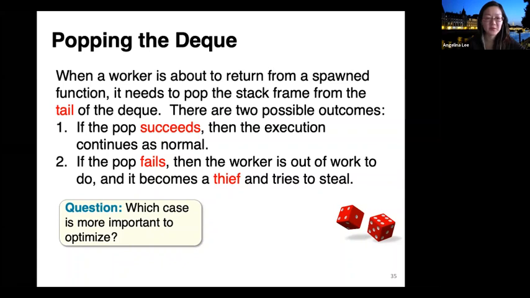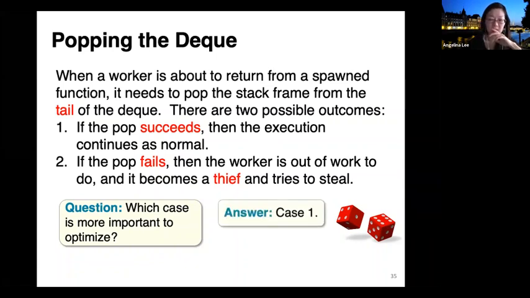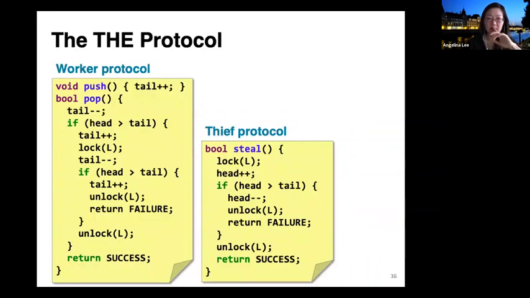Right, great. Everybody says the success case is case one. Yes, because why? Well, actually, given how work stealing works, assuming your application has ample parallelism, likely a steal occurs infrequently. And so the more likely case is always that the pop is going to succeed, okay? And so in this case, we do want to optimize for case one. So in this case, the runtime actually allows the worker and the thief to coordinate using what we call the THE protocol.